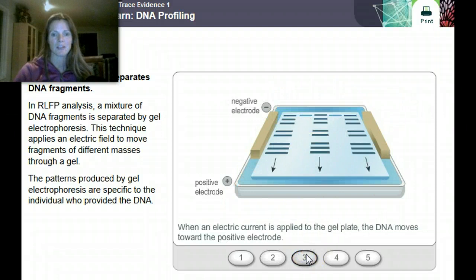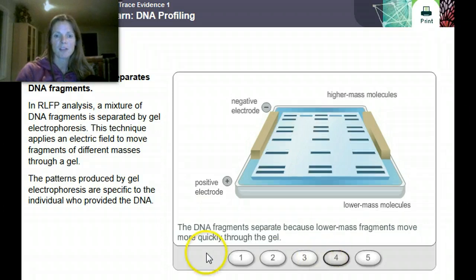And what's going to happen is an electric current is going to be applied to it, and it's going to basically move that DNA towards the positive electrode. So it starts at the negative. These are the wells that you added the sample to, but the positive electrode, because of that electric current, is going to bring that DNA close. But it's going to have a specific pattern based on that person's DNA. So the DNA fragments will separate because lower mass fragments move more quickly through the gel. So they will separate.